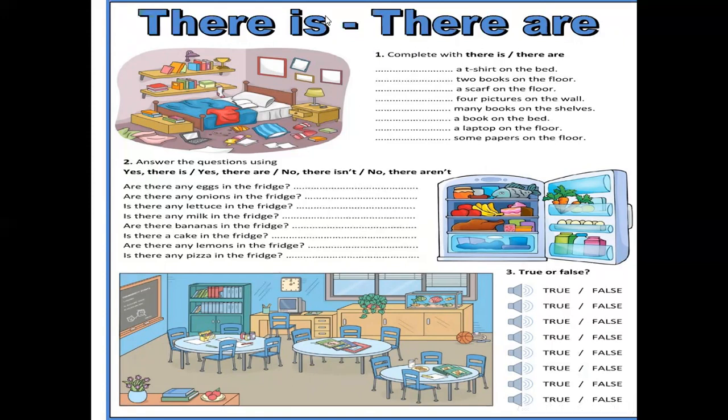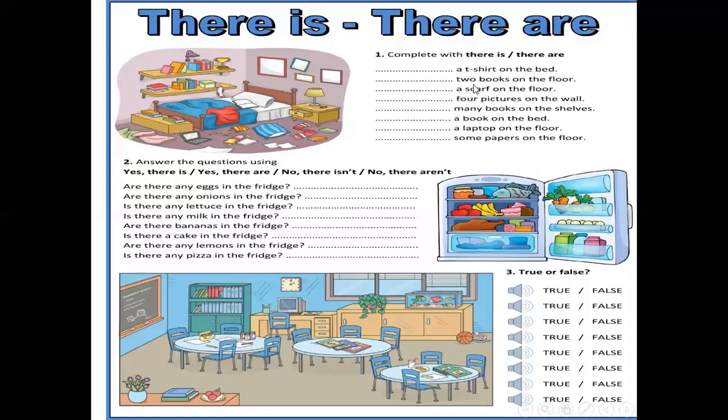I use there is when it's followed by a singular noun or an uncountable noun, and I use there are when it's followed by a plural noun. So try to look at this photo and use there is and there are. For example, a shirt on the bed. Shirt here, is it singular or plural? It's a singular noun. So do I use there is or there are? Okay, excellent, Heba. I use there is. So there is a shirt on the bed.